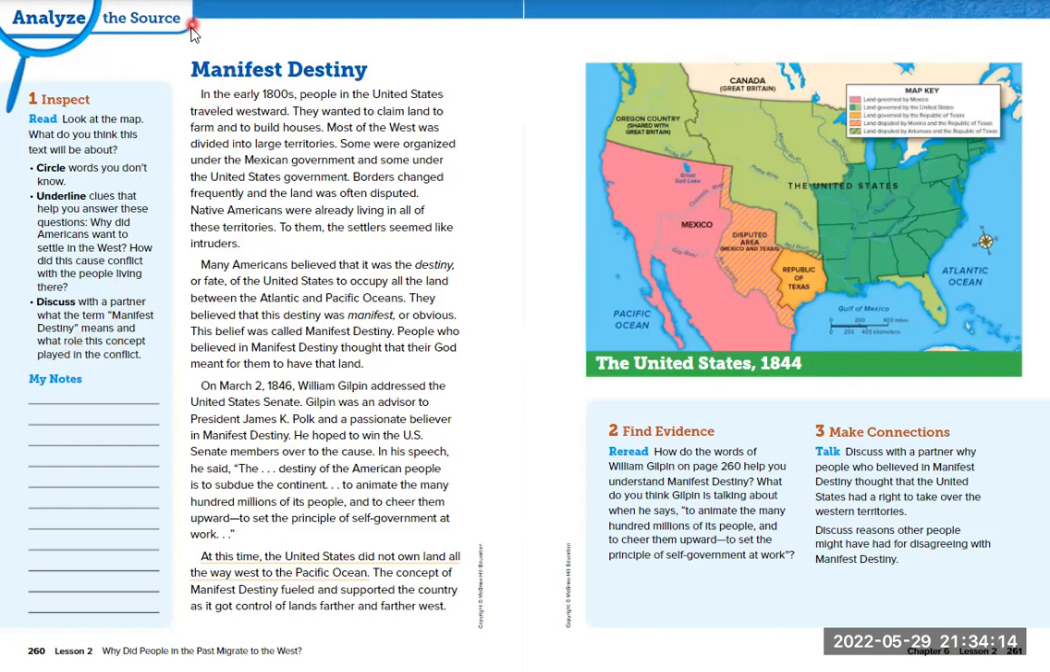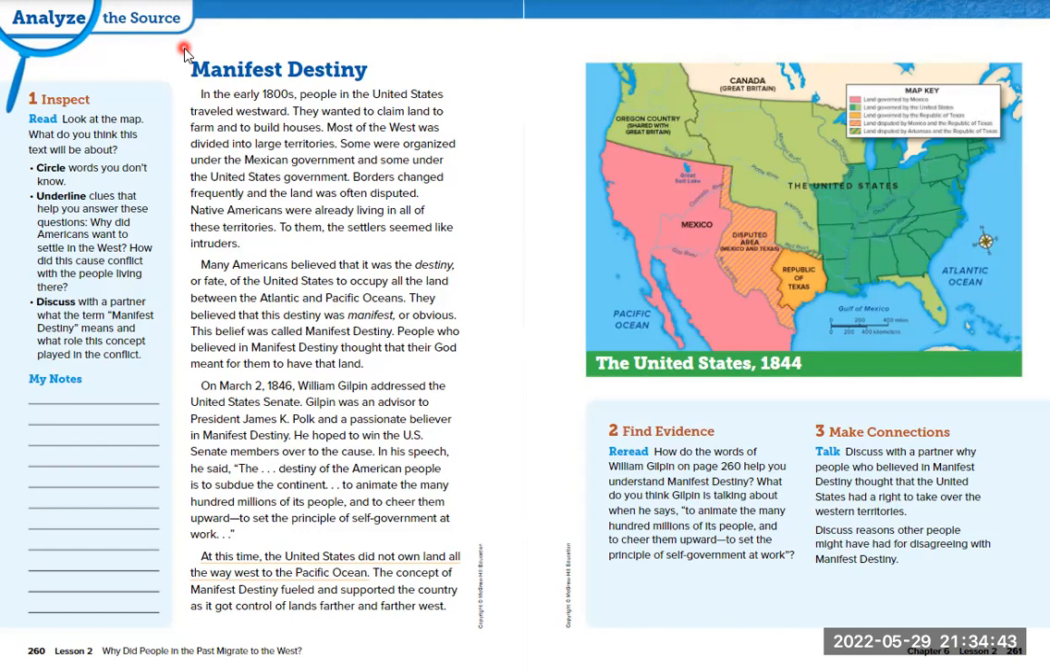So the title of this page is Manifest Destiny. In the early 1800s, people in the United States traveled westward. They wanted to claim land to farm and to build houses. Most of the West was divided into large territories. Some were organized under the Mexican government and some were under the United States government. Borders changed frequently and the land was often disputed. Disputed usually in this case means fought over or argued about.